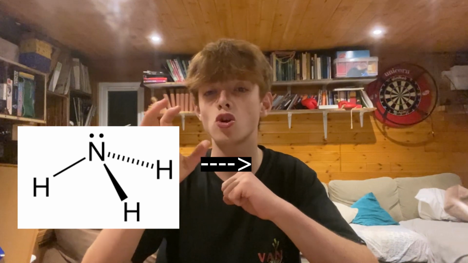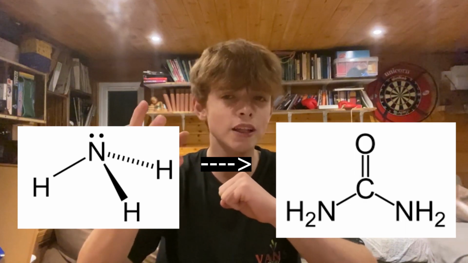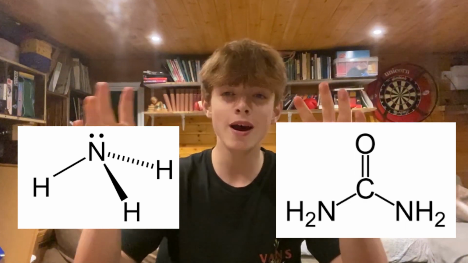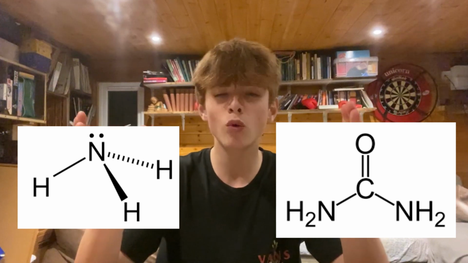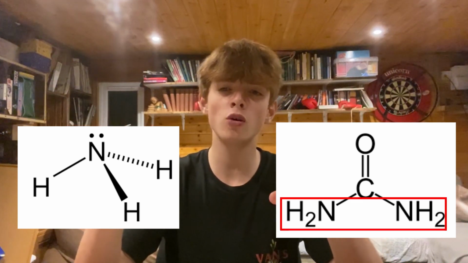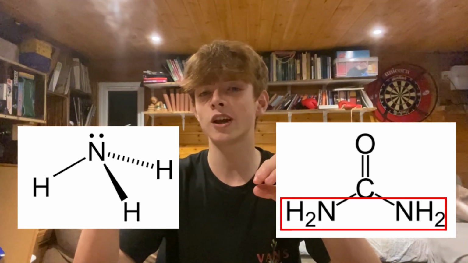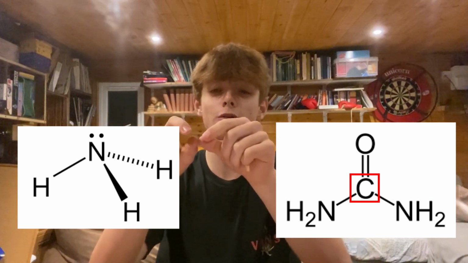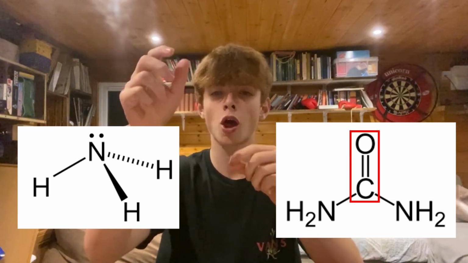Now, ammonia is safely converted to urea during a surprisingly long metabolic process. You compare the two molecules, they don't seem all that different. It's like you've got two ammonias that have had one hydrogen taken off them to be attached to a carbon, which has an oxygen double bond. Doesn't seem all that complicated. Thing is, it's very complicated, and I'm going to go through this urea cycle in the preceding minutes.